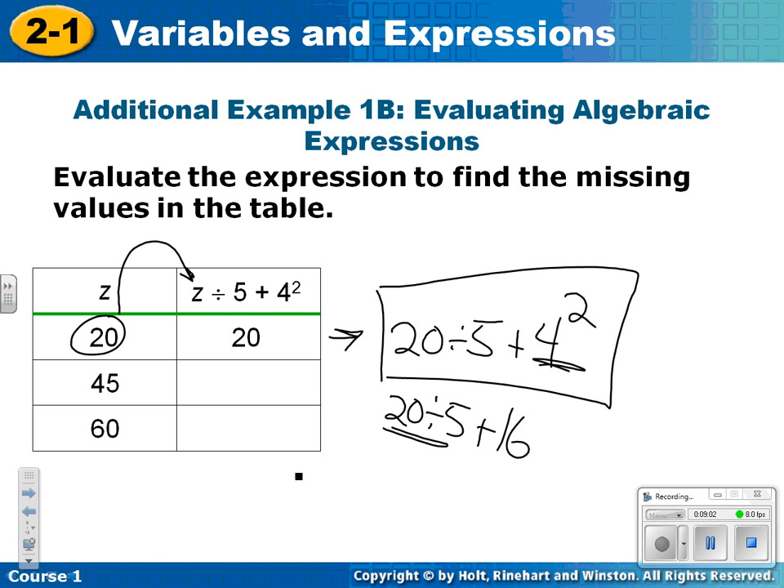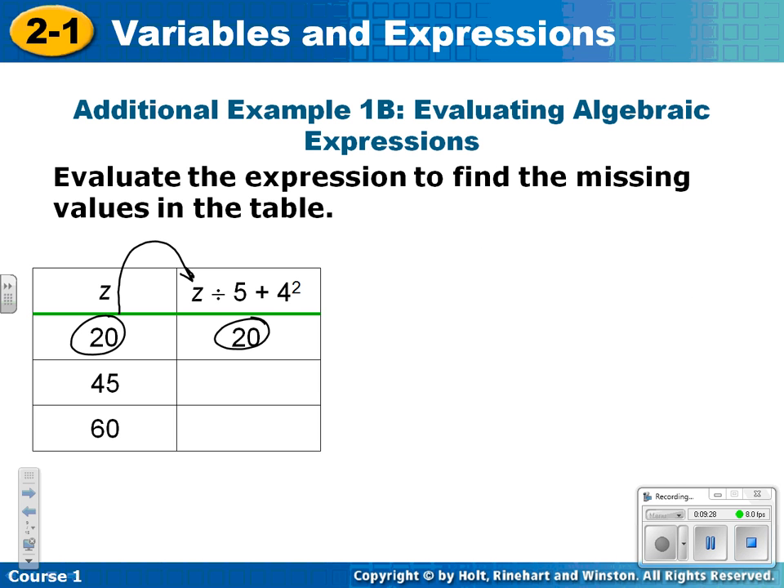20 divided by 5. So please, parentheses, excuse exponents, my dear, multiplication and division. 20 divided by 5 is 4, plus 16, which is 20. And that's how it turns out. Okay? So what I want you guys to do on your whiteboards is figure out this 45. Somebody tell me what goes here.